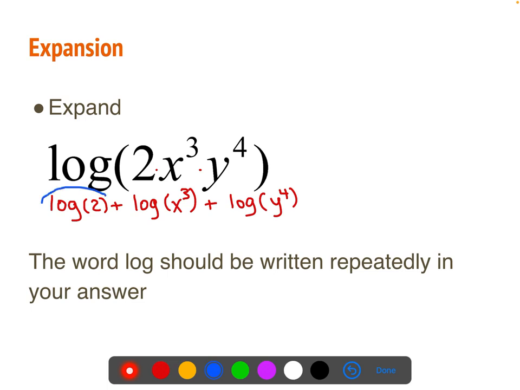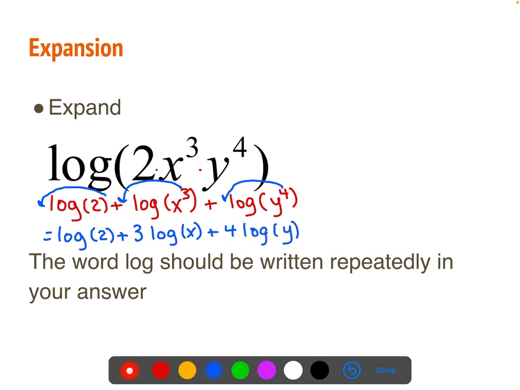And then I'm going to use the power rule. Anytime I have an exponent, I'm going to bring it down to the front of the word log. So I'm going to see if there's any exponents. Well, the first one, the log 2, there wasn't an exponent. So my answer is log 2 plus. The next one, I have a 3, so I can bring that 3 down. 3 log x. See how the exponent just moved in front of the word log? Plus, bring down the 4, and that makes 4 log y.